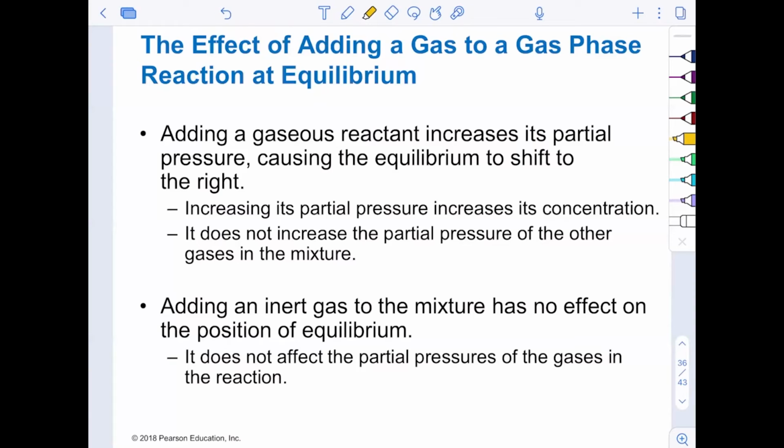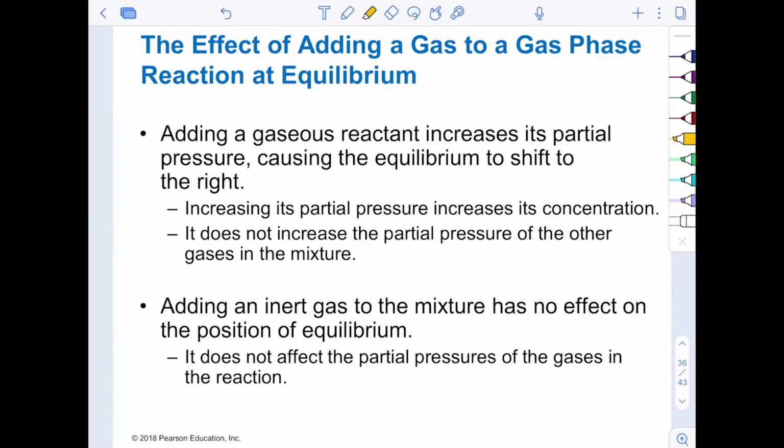So we need to make sure that when we're increasing a partial pressure this way, if we're adding a gaseous reactant, it's increasing the partial pressure of whatever gaseous reactant or product we decide to add. Adding an inert gas, something that's not in the reaction itself, has no effect on the position of the equilibrium.